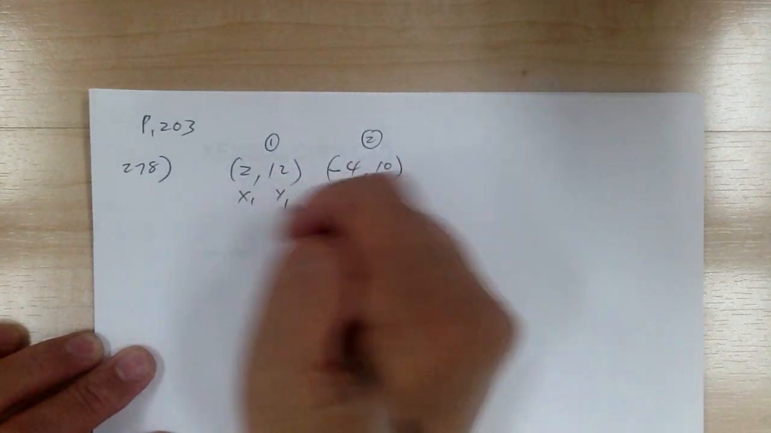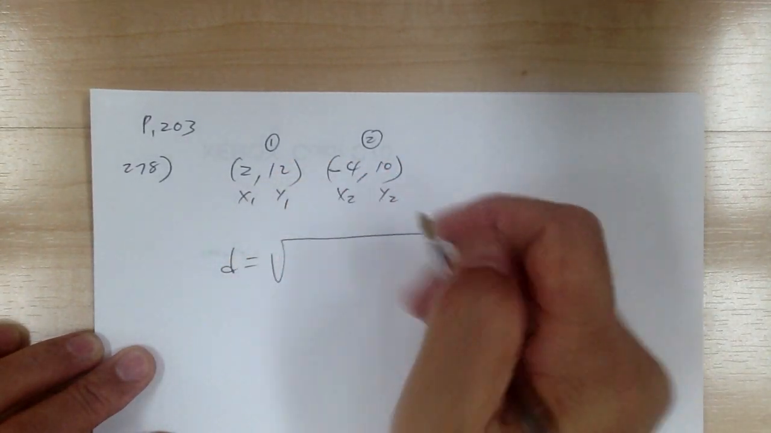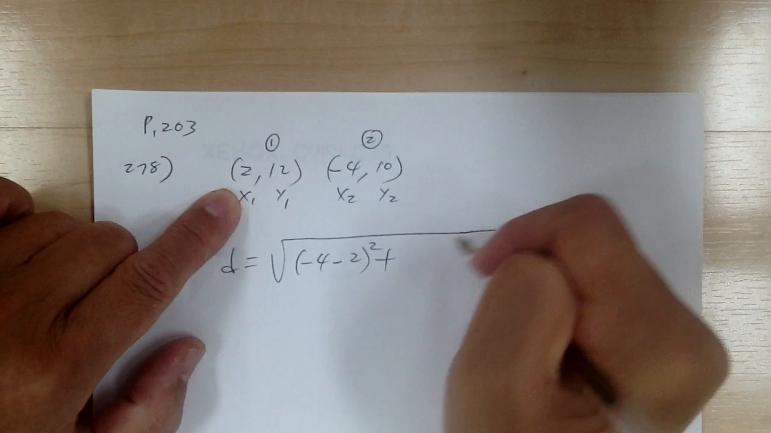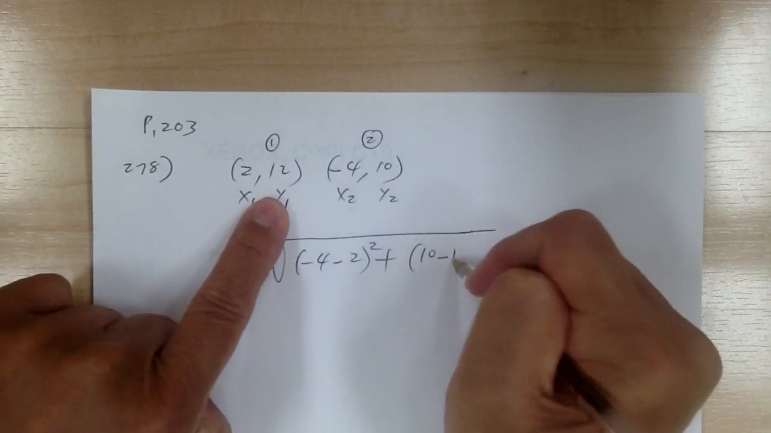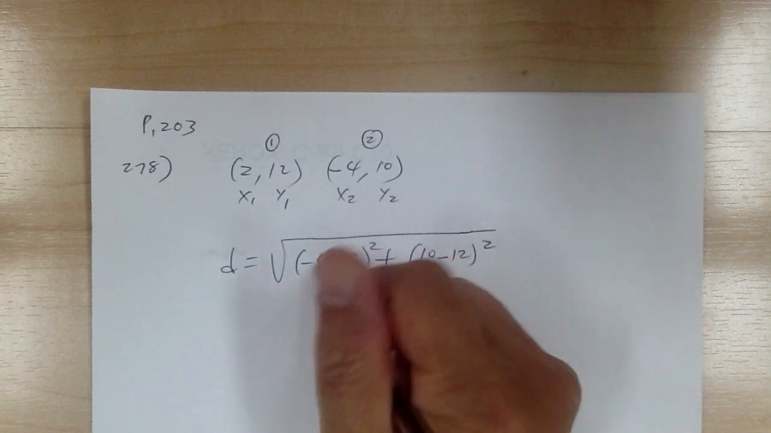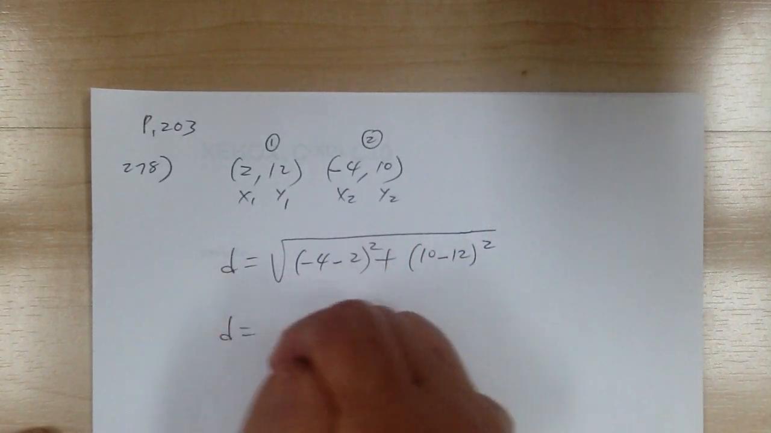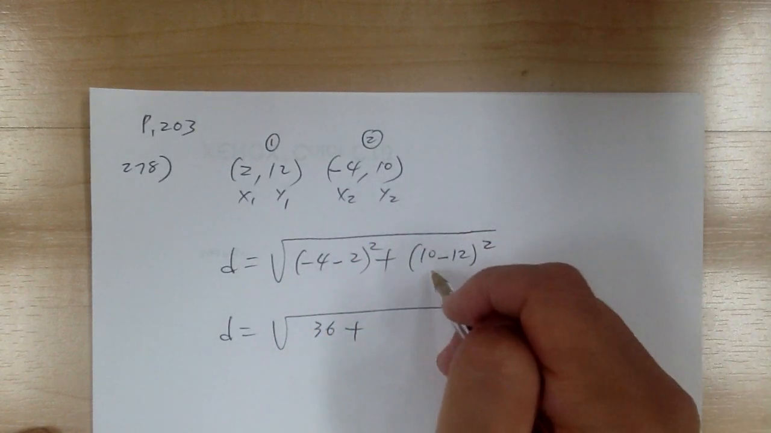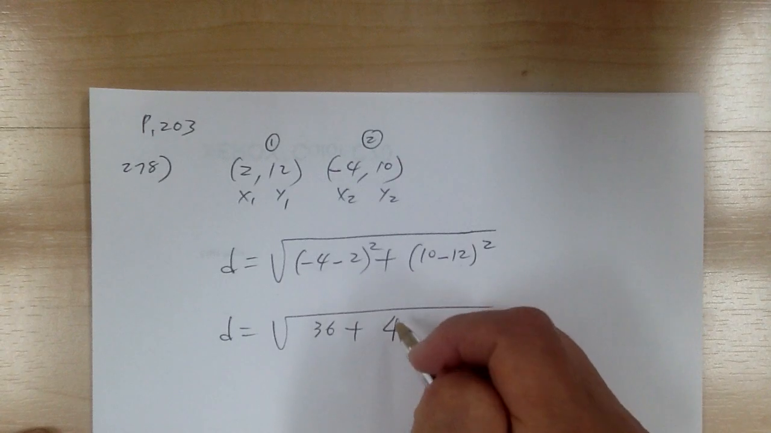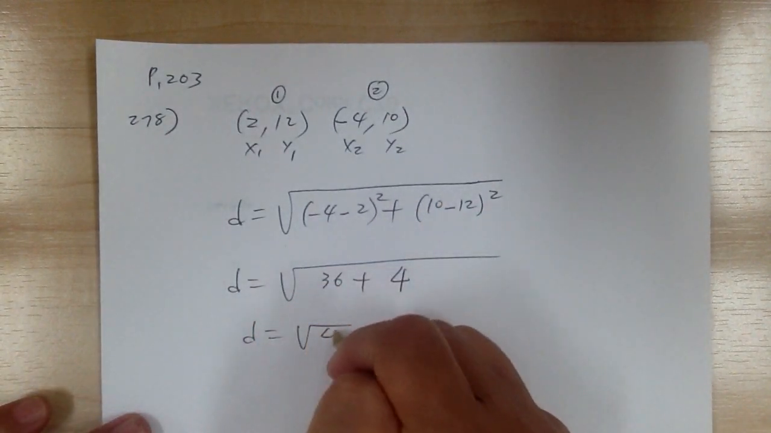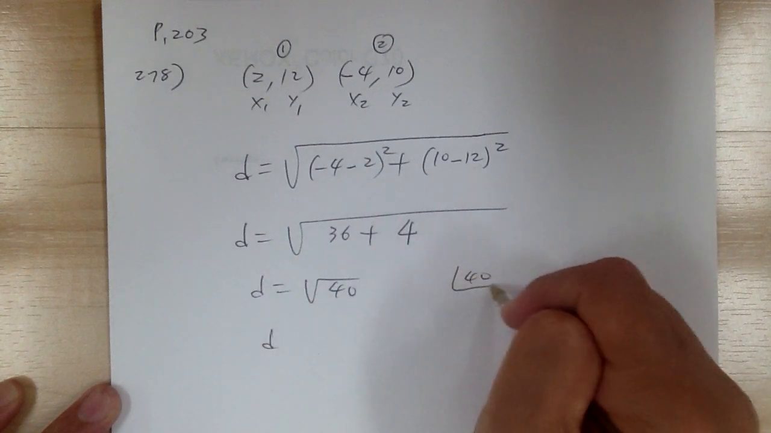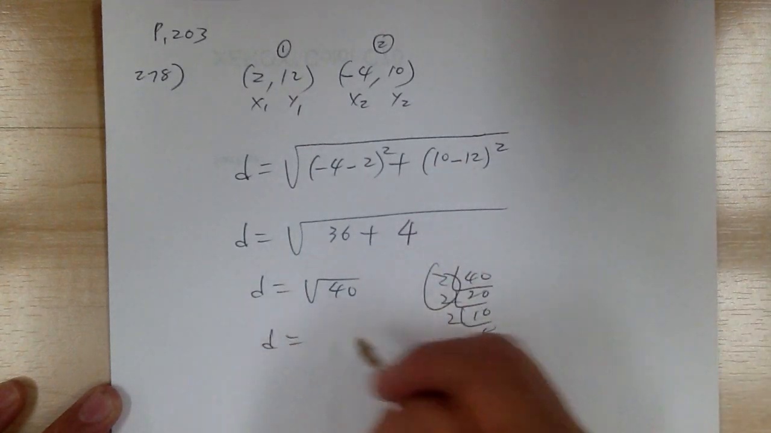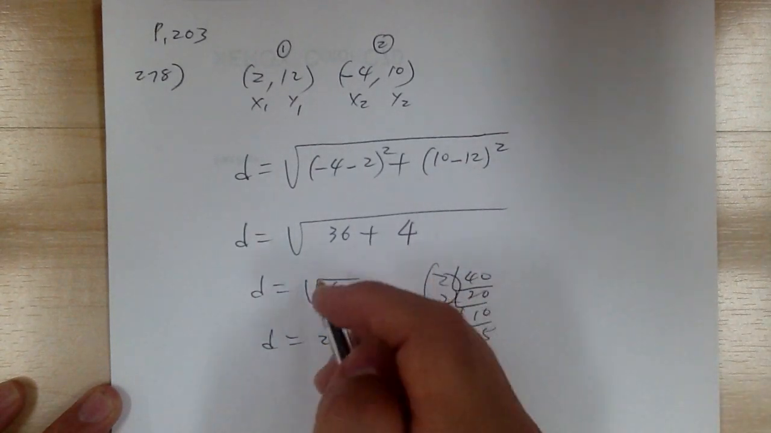So the distance between them would be just using the distance formula. So it'd be x2 minus x1 squared plus the y2 minus the y1 squared, and you sum and then you take the square root. So d equal to negative 6 squared gives you 36, and negative 2 squared gives you 4, and so d equal to square root of 40, and you simplify, right? 2, 20, 2, 10, 2, 5. So this comes out to 2 square root of 10. And that's it.